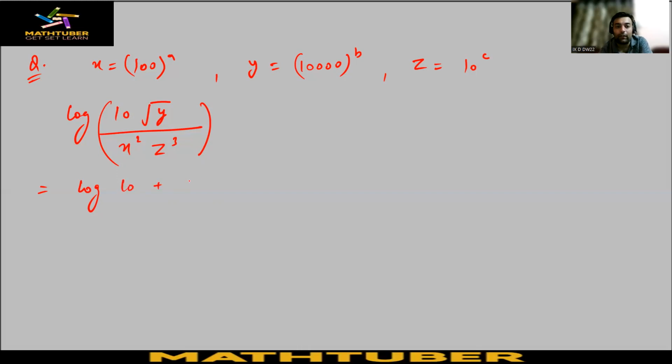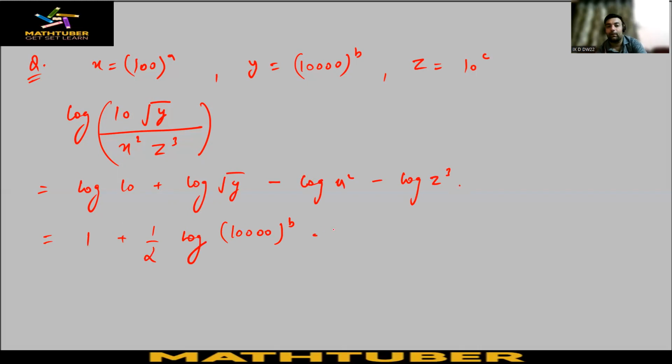So what we have to do is separate all of these. This will become log 10 plus log of root y minus log of x square minus log of z cube according to the law. Log 10 is 1 obviously. Then root y, because its power is 1 by 2, will be 1 by 2 log, and the value of y is 10,000 raised to power b, minus log of 100. This 2 will come here, and the value of x is 100 raised to power a, minus 3 will come in front, and log of 10 raised to power c.